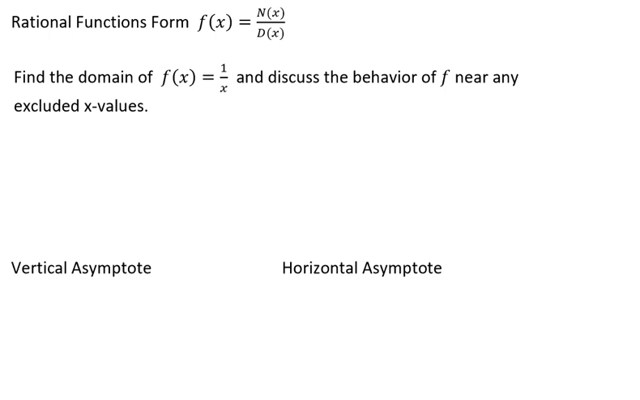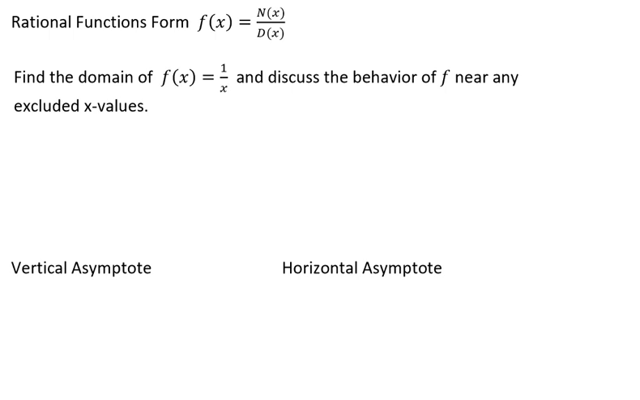In this video, we're going to be talking about rational functions, finding the domain of a rational function, and then we're also going to talk about vertical and horizontal asymptotes. So rational functions are of the form f of x equals n of x divided by d of x. So we're saying that there's a function on the top divided by a function on the bottom, and this creates a new function. So let's look at an example.